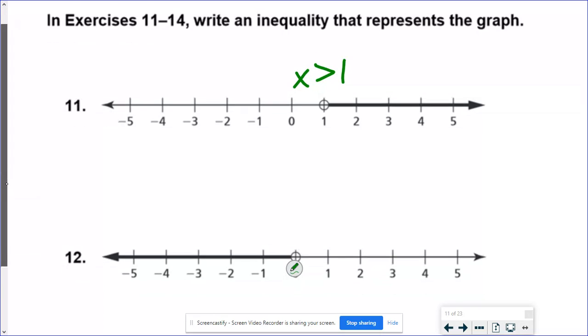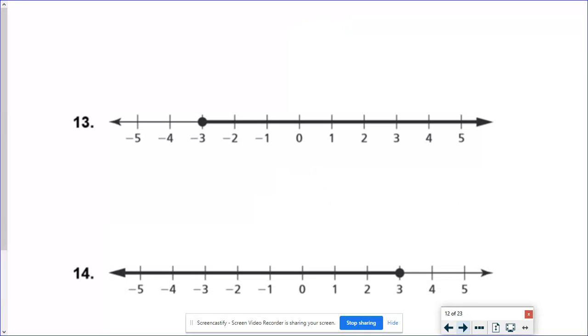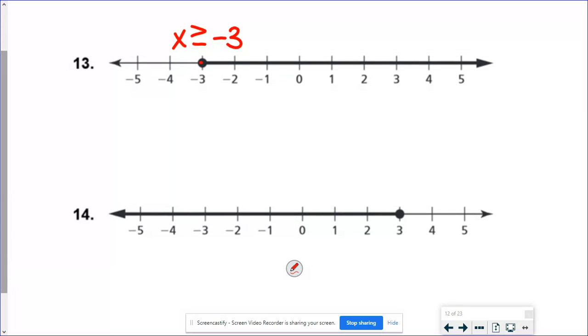Number 12, I would have my x. I'm comparing it to 0, not filled in, so also not the equal sign. And it's just going to the left, so it's less than. In number 13, I have that x is going to be compared with -3. It's a filled in circle, so that means I'm going to get the line underneath and it's going to the right. So my arrow points to the right. In number 14, I have a filled in circle again. We're being compared to +3. It's got the line underneath because it is filled in and it's going to the left, which is less than.